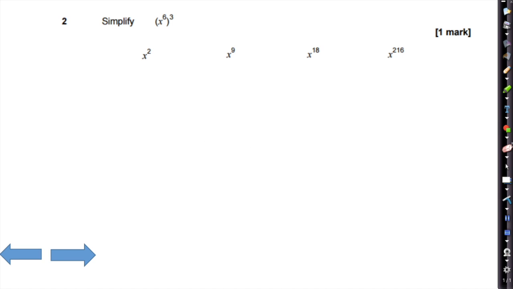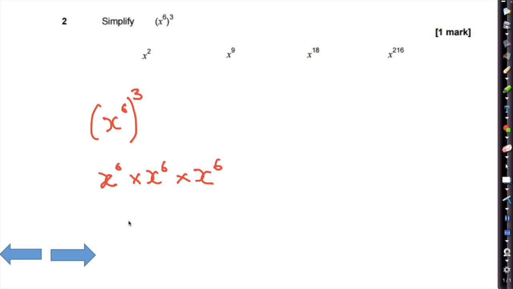A little bit of indices laws for this one. So x to the power of 6 inside the brackets, cubed outside. What this means is my x to the power of 6 is going to be multiplied by x to the power of 6, and then it's going to be multiplied by x to the power of 6. So when you cube something, you multiply it by itself and then itself again.